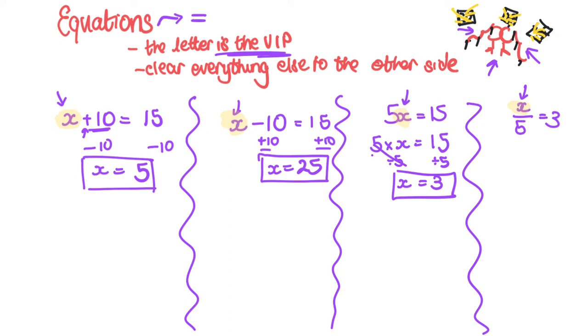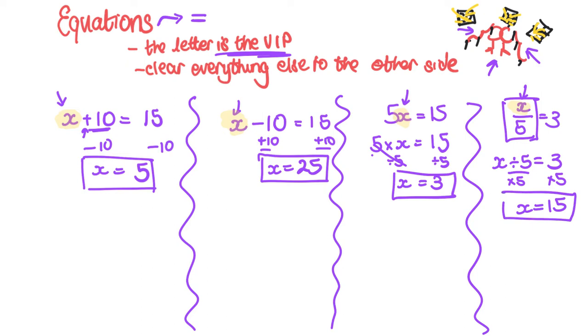Boom! And this one here, scary, but don't be too scared. This is the same as saying x divided by 5 equals 3. So how do we get rid of the divided by 5? We times 5, do the opposite on both sides. X equals 15. All right, I hope that's going okay so far.